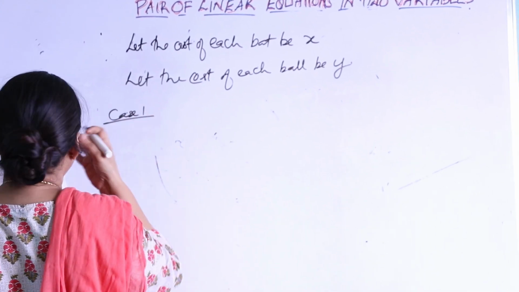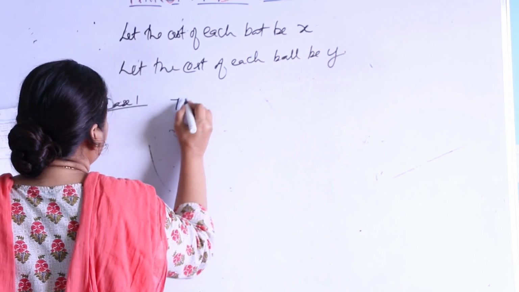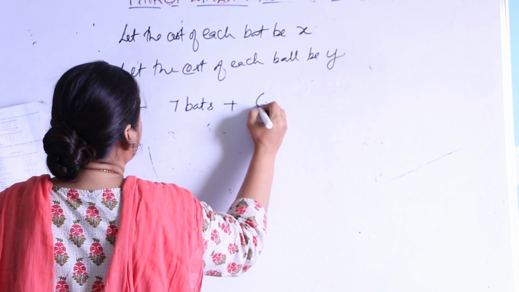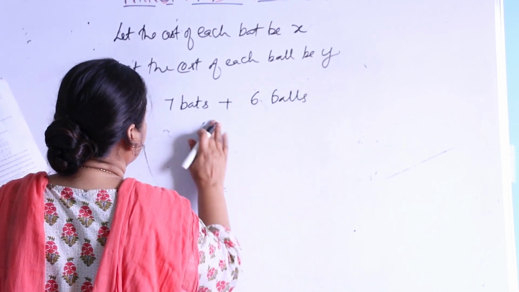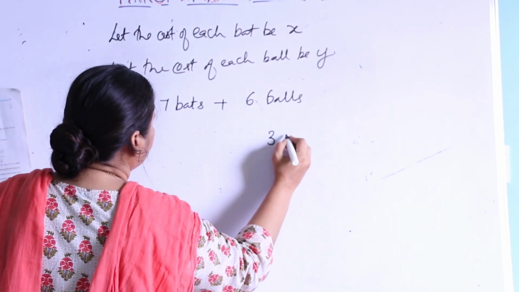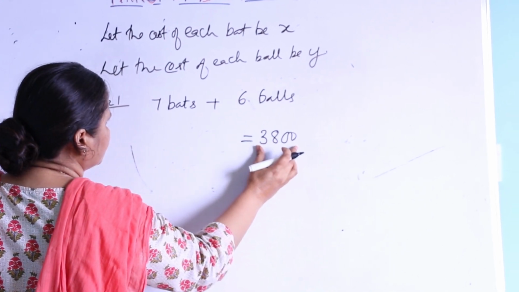We call this case 1. What do they say? There are 7 bats and he buys 6 balls. He buys all this. Actually, he has paid 3,800 rupees is the total cost.